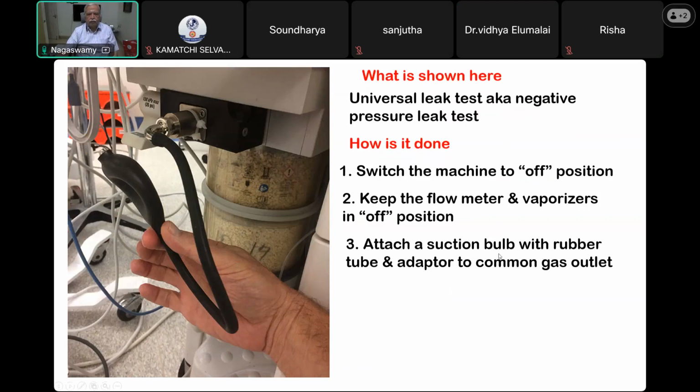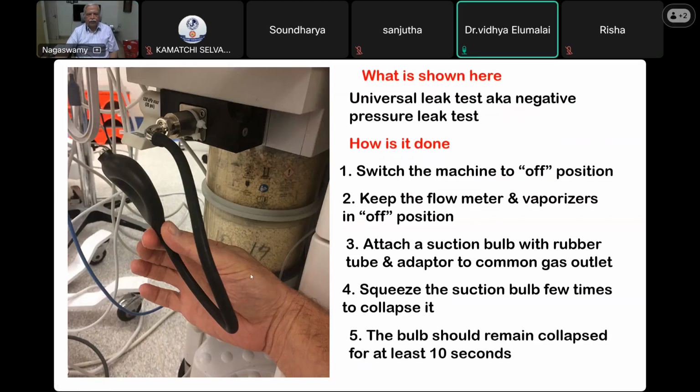Attach a suction bulb with a rubber tube and adapter to the common gas outlet. Then squeeze the suction bulb 2 times to collapse it like this. And it should remain collapsed for how many seconds or minutes? The bulb should remain collapsed at least for 10 seconds. If it stays collapsed for longer, well and good. But minimum it should remain collapsed for 10 seconds, which indicates that there is no internal leak.